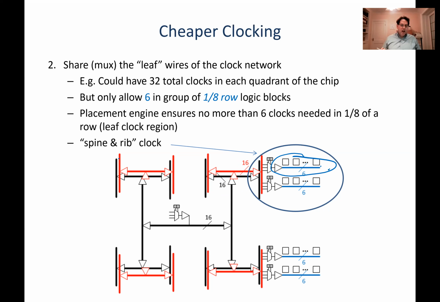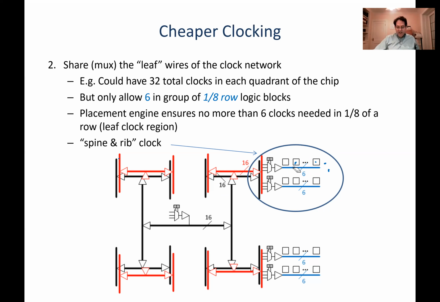So, there might be 32 different clocks that wanted to get here. What can I do? This is where you use your CAD tools. During placement, the CAD tools monitor how many distinct clocks I am trying to use in this piece of a row, and they will not accept any placement that tries to listen to more than 6 clocks in this clock region, this piece of a row. So the CAD tools forbid it.